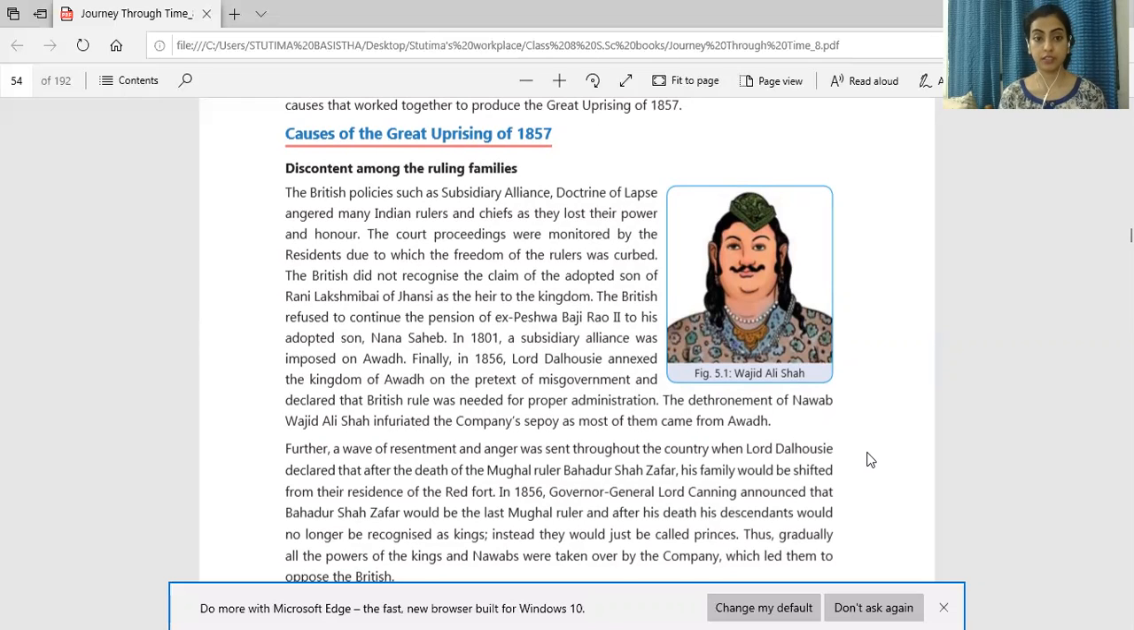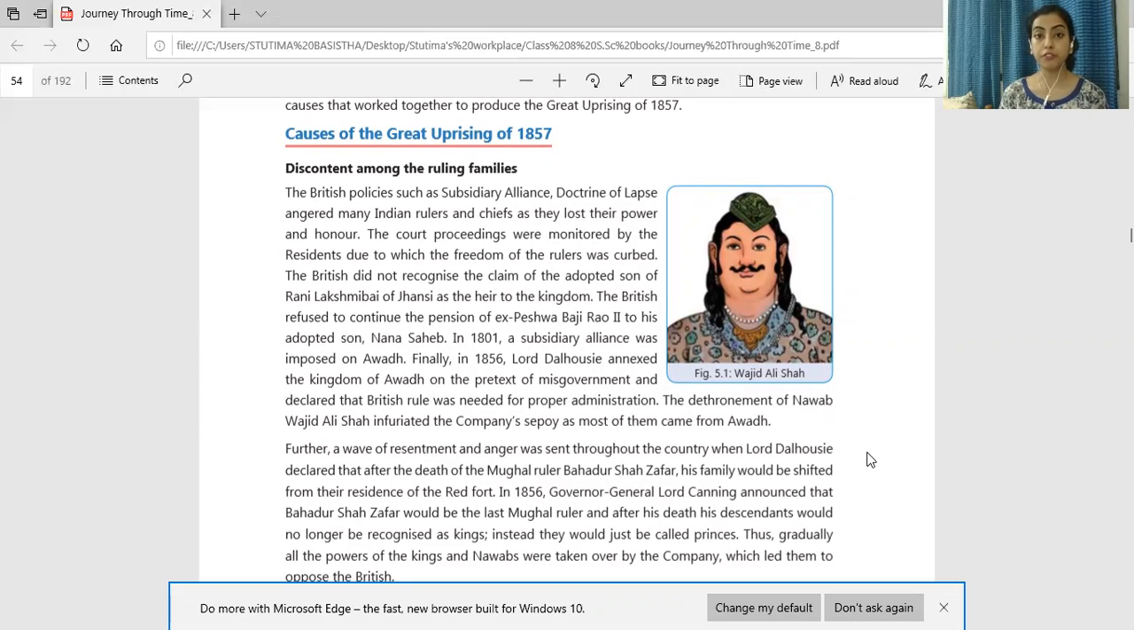British officers. So the British did not recognize the claim of the adopted son under the doctrine of lapse. They did not allow the adoption of a son, because they knew that if they allowed it, that place would go out of their hands. So they did not allow the adopted son of Rani Lakshmi Bai of Jhansi to be the heir to the kingdom. All these were many reasons that were piling up among the Indian people.